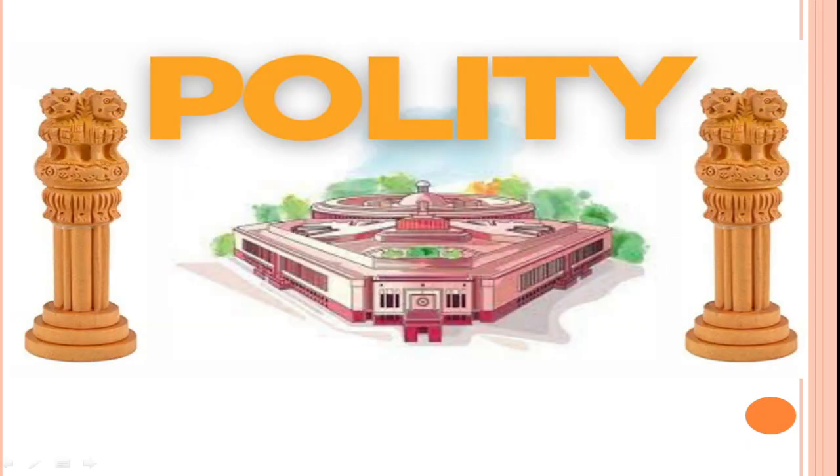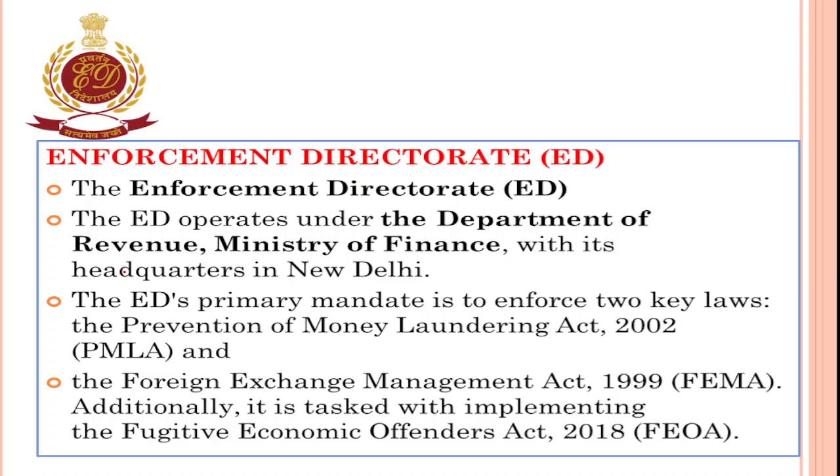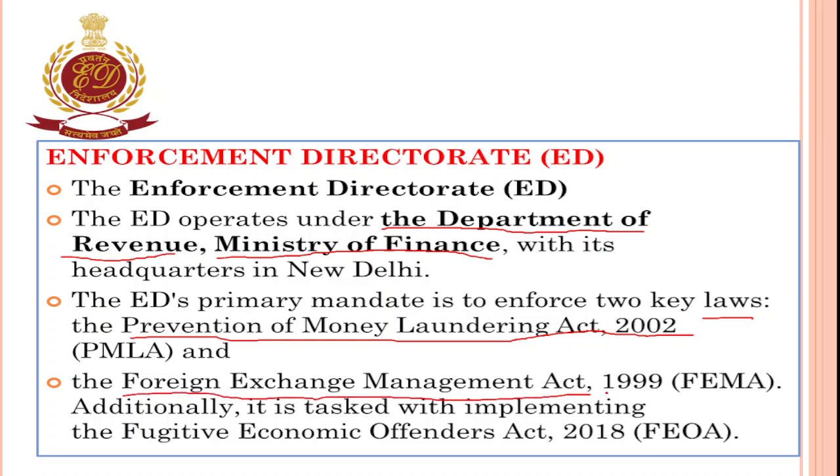Now we will discuss polity. Enforcement Directorate operates under the Department of Revenue, right, and Ministry of Finance. Its primary mandate is to enforce two key laws, that is the Prevention of Money Laundering Act 2002 and the Foreign Exchange Management Act 1999, and it is tasked with implementing the Fugitive Economic Offenders Act 2018.